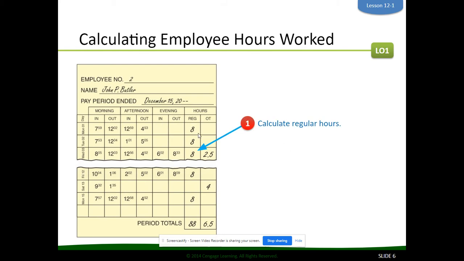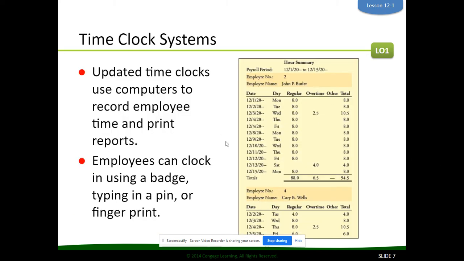So we're going to calculate our regular hours for each individual day. And then we're going to calculate overtime hours. Overtime hours can be calculated differently, but typically it's if you work over 8 hours in a day. So you can see here, this person worked over 8 hours in the day. For our purposes here, that's how we're going to calculate it, although it can change from business to business. Then you're going to calculate the total regular hours and then the total overtime hours.